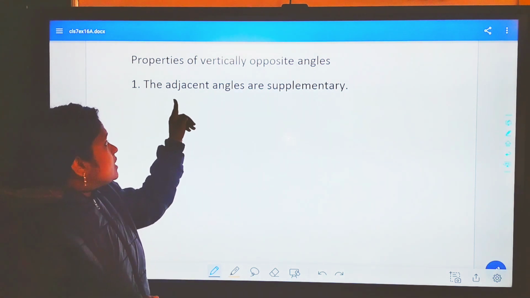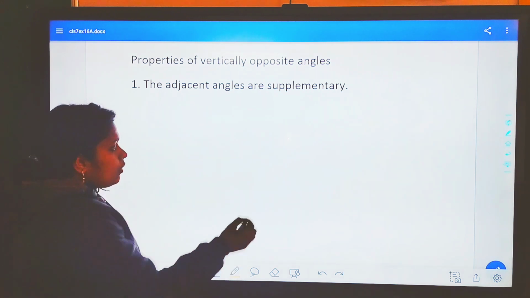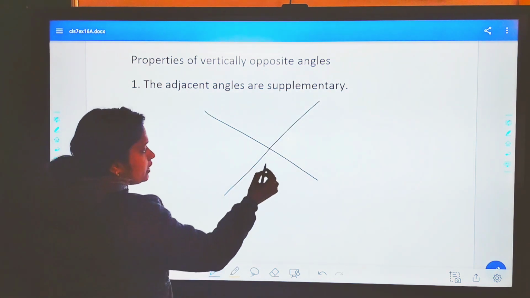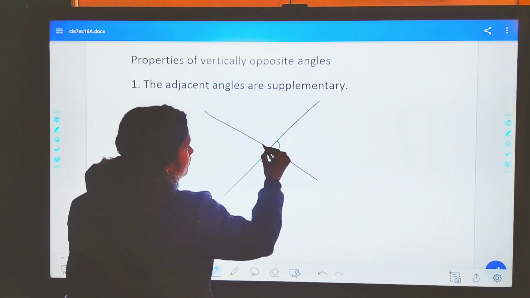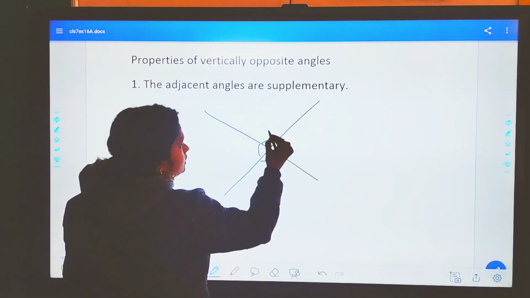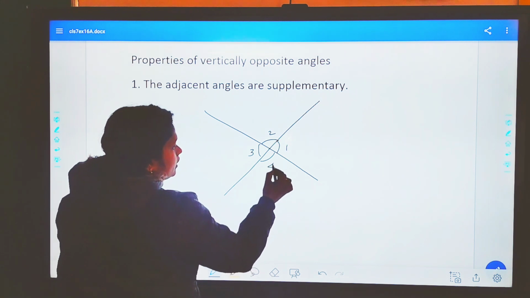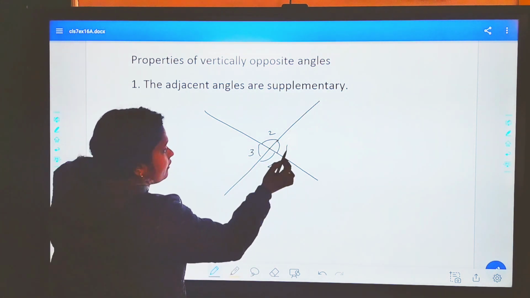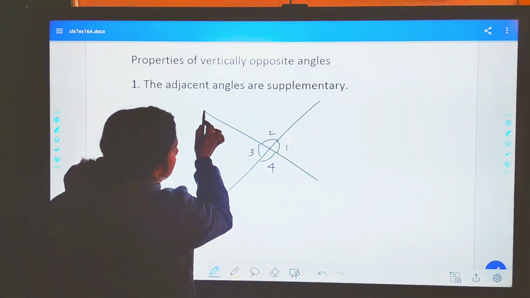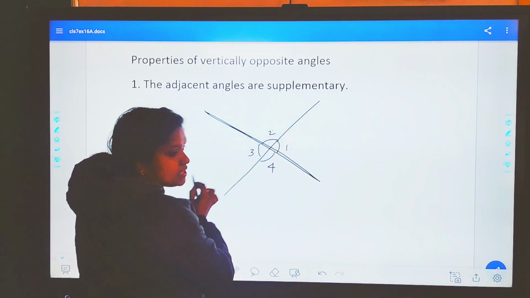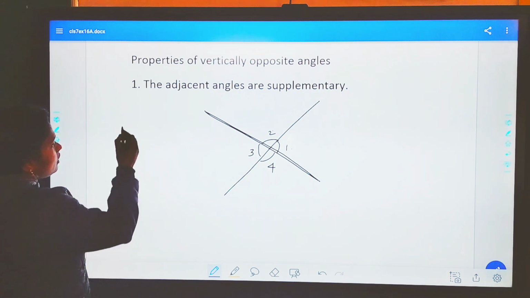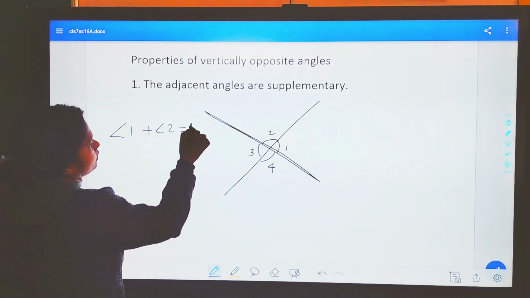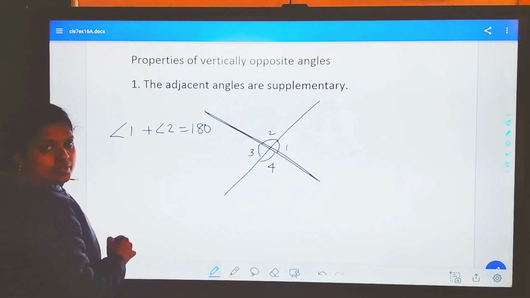The first property is that adjacent angles are supplementary. These are both straight lines making angles. There are four angles. If you take the first and second, both angles are on this straight line, so we can see that angle 1 plus angle 2 is equal to 180.